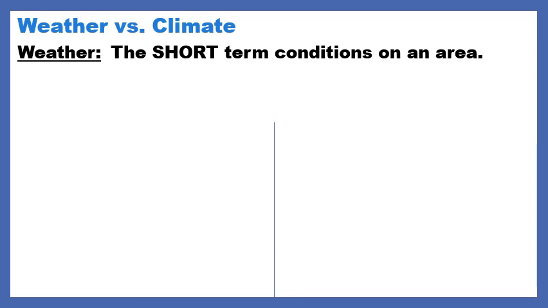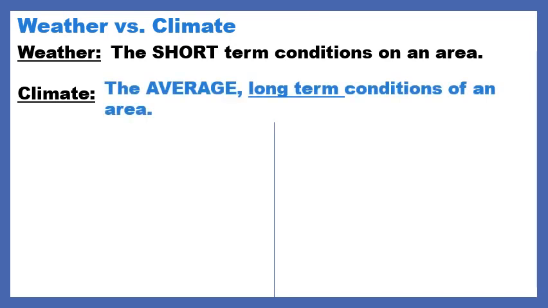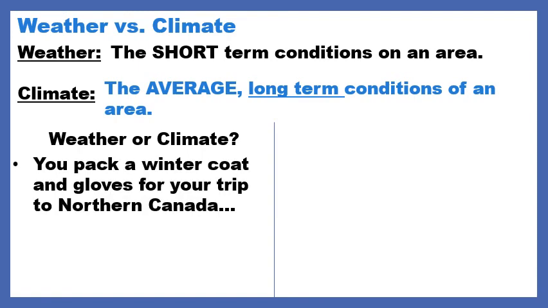So can you tell me what climate means? What do you think climate means? If weather is the short-term condition of an area, then climate is the average long-term conditions of an area. So the best way I like to practice if we can understand the difference between weather and climate is use examples. So I'm going to read you an example and I want you to tell me, do you think it's weather or do you think it's climate? Remember, weather is short-term conditions, climate is long-term average conditions.